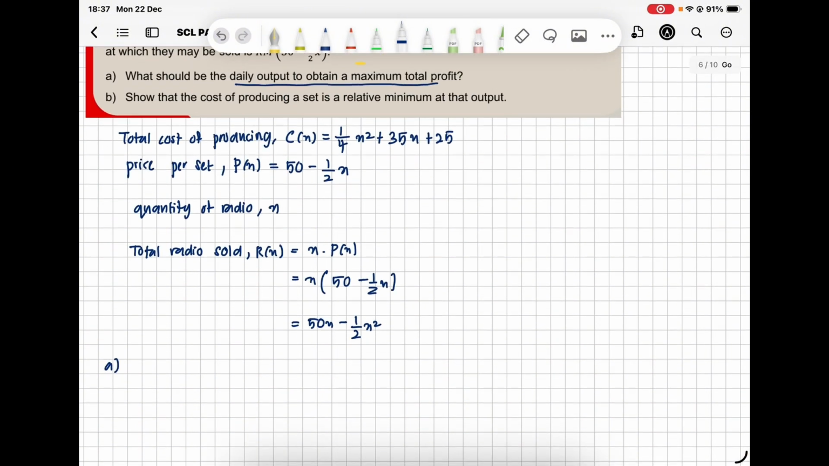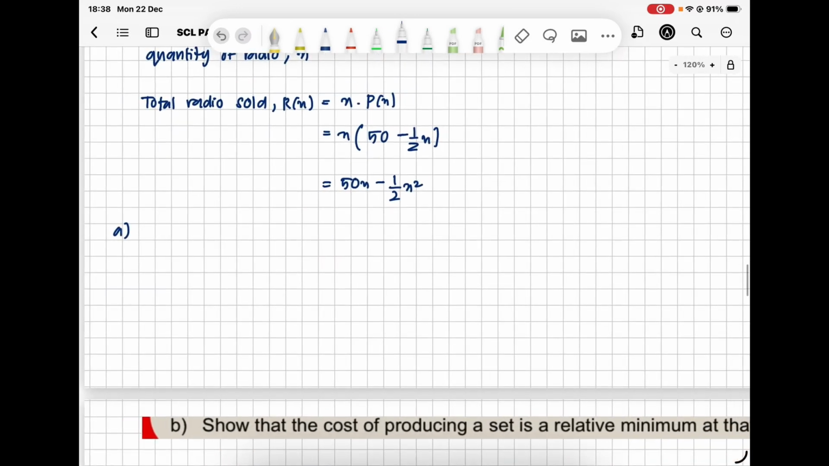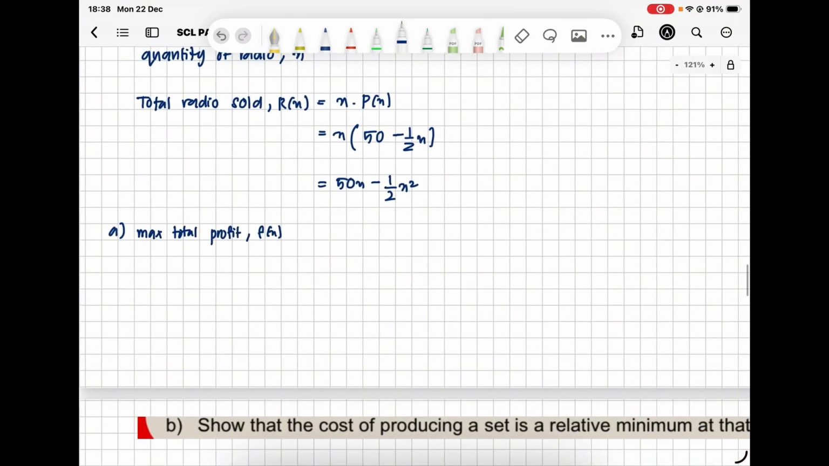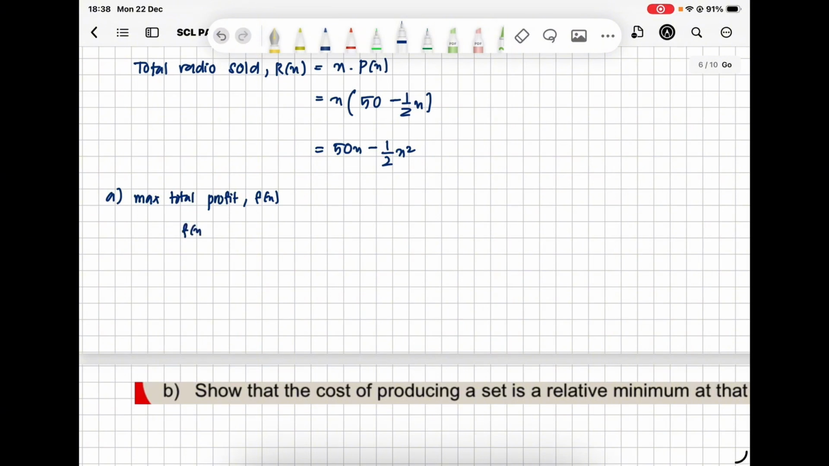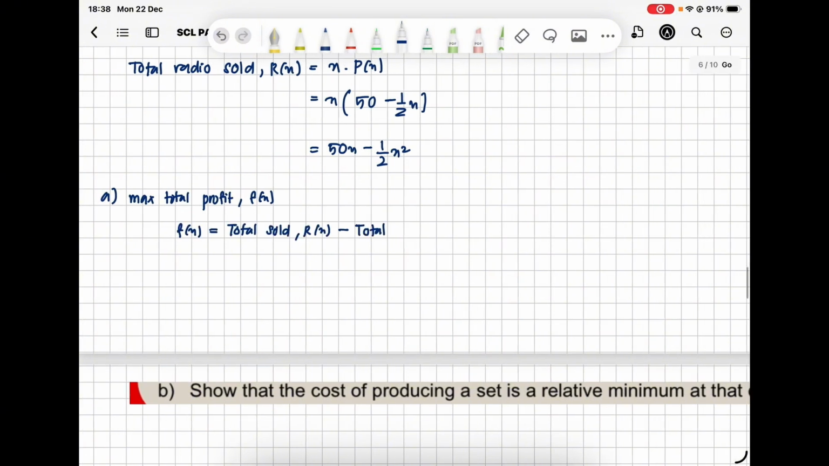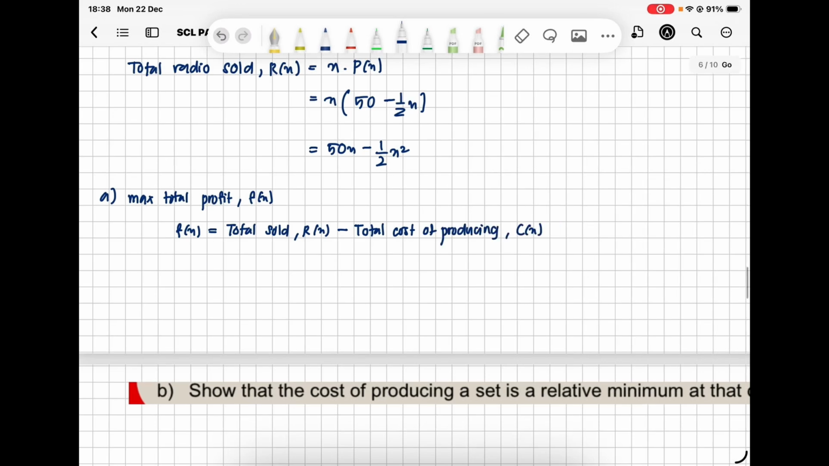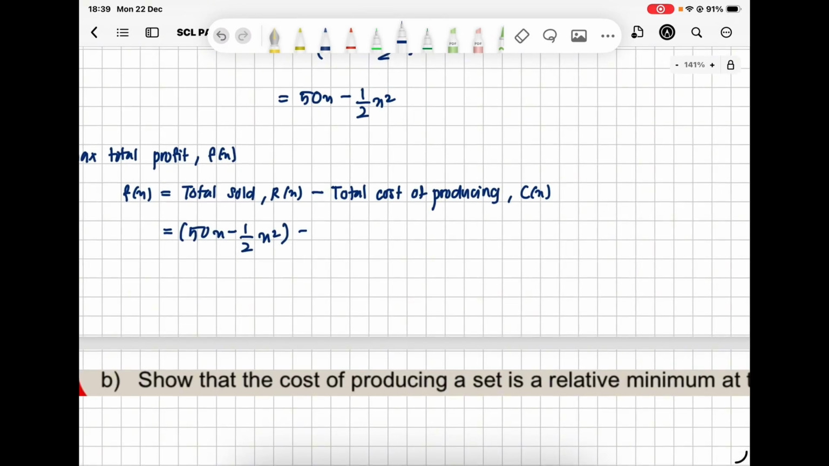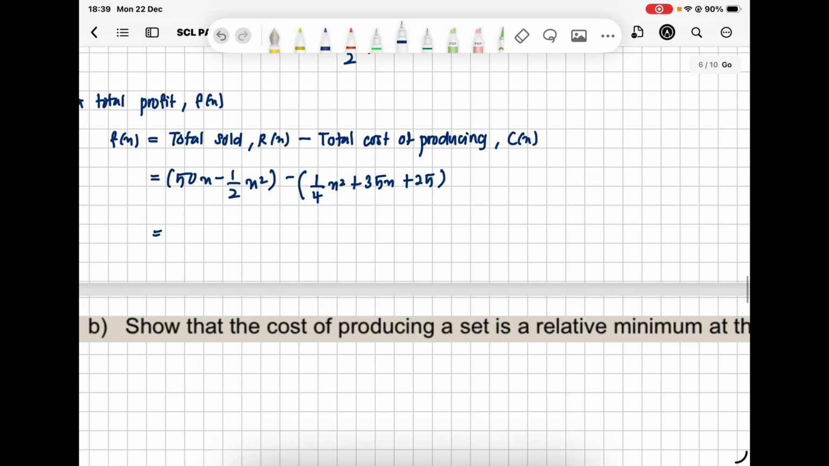For 3A, it asks what should be the daily output to obtain a maximum total profit. To get the maximum total profit, we need to subtract the total cost of product C from the total sold. So the total sold is 50x minus 1 over 2x squared minus the total cost of product C, 1 over 4x squared plus 25x plus 25. We get 50x minus 3 over 4x squared minus 25.